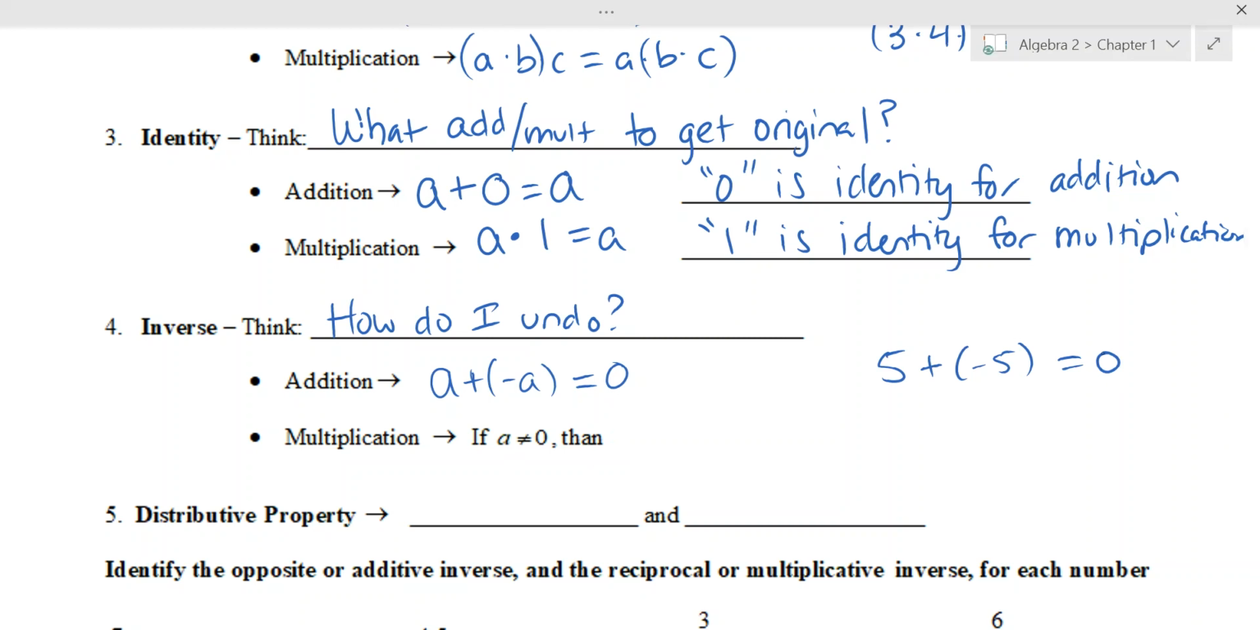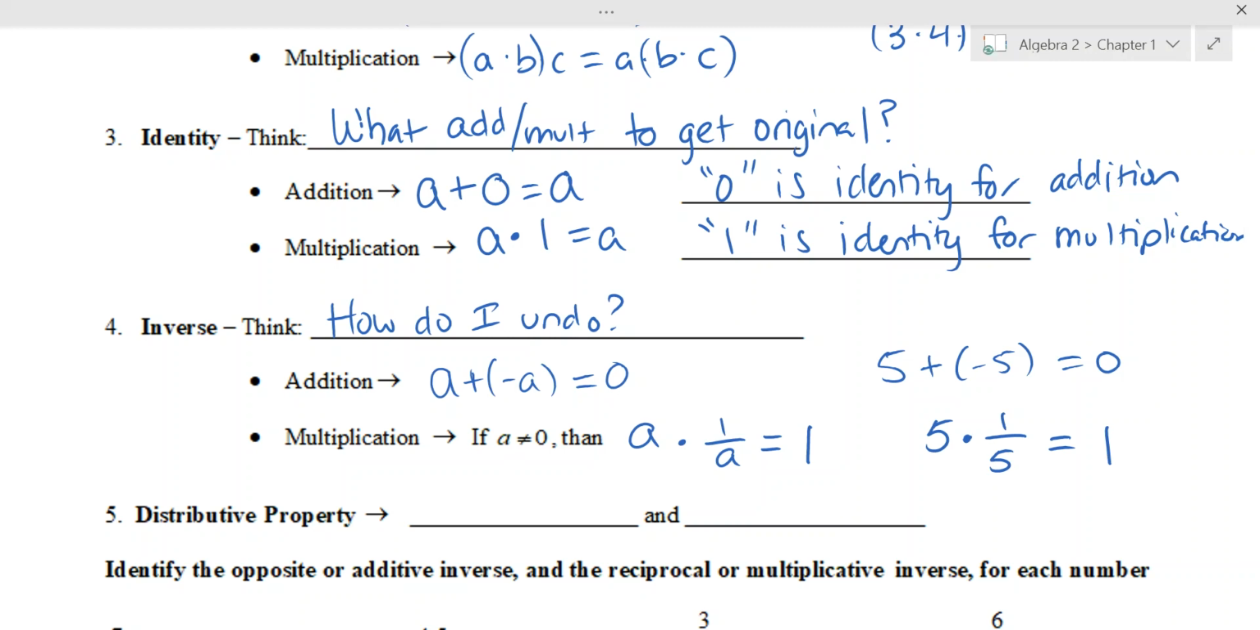Multiplication is a little more complicated. We're assuming A is not 0. So if I say A, I'm going to multiply it by 1 over A, and that's going to give me 1. So if I have 5, I'm going to multiply it by 1 over 5, and that's going to give me 1. That is the inverse property of multiplication.